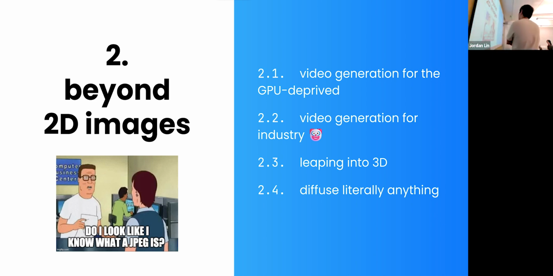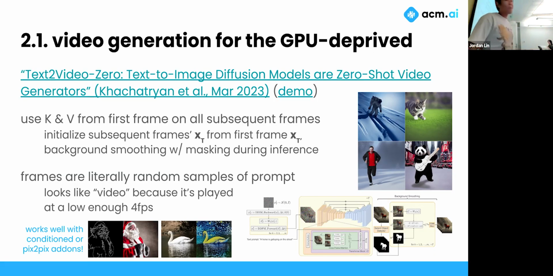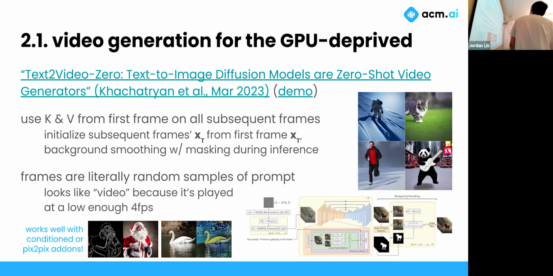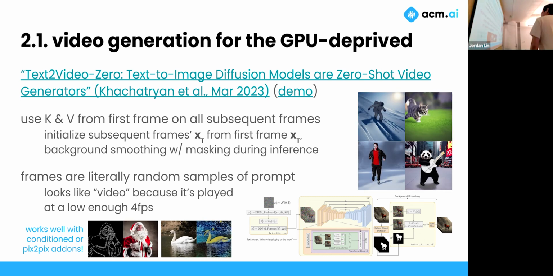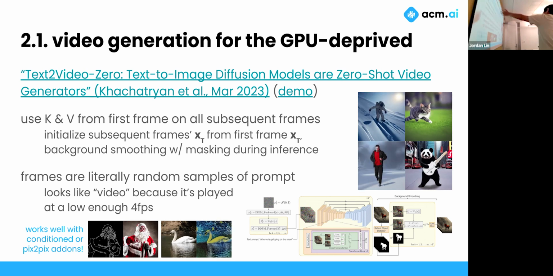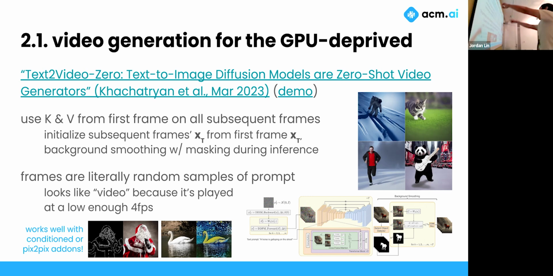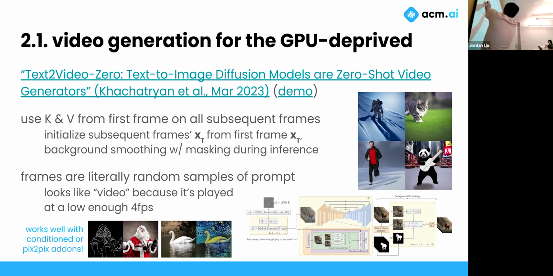But can we go beyond 2D images? And it's basically going to be a combination of video generation and also some other modalities. First, part 2.1, video generation for the GPU-deprived, aka university labs. So the very first paper is called Text2Video-Zero, which basically says, again, attention. It's attention again, right? You're using KV features from the very first frame.